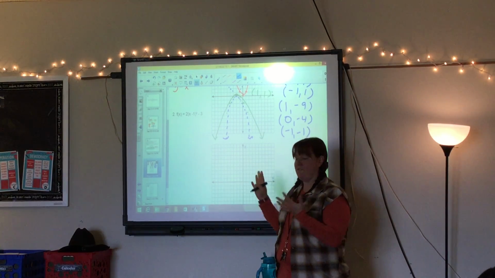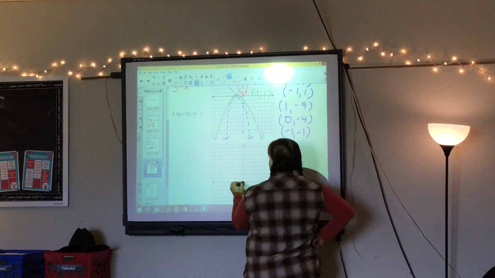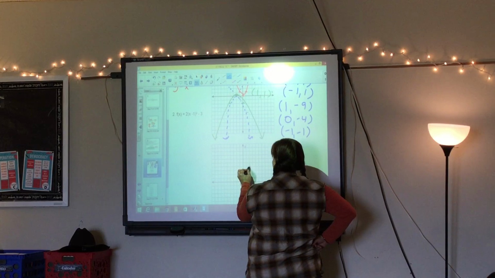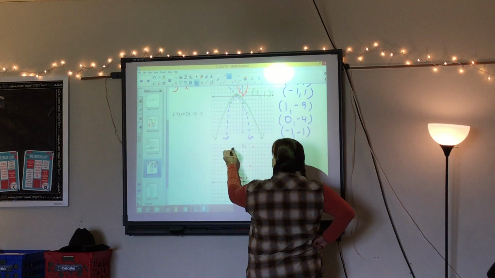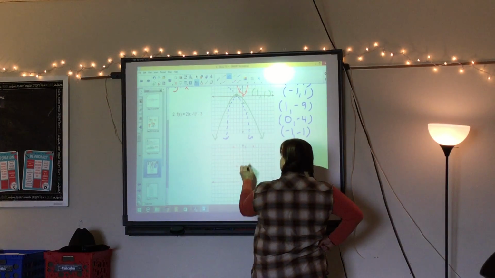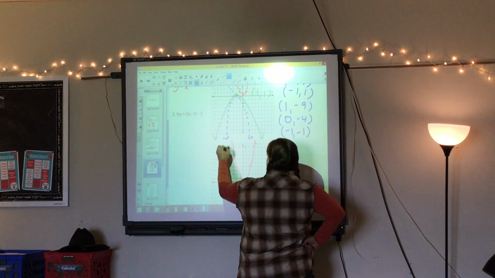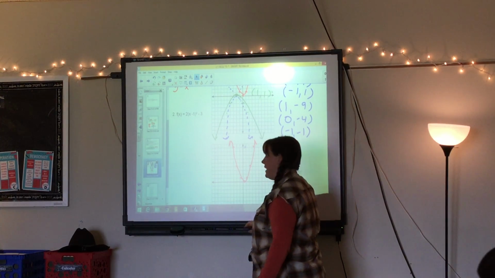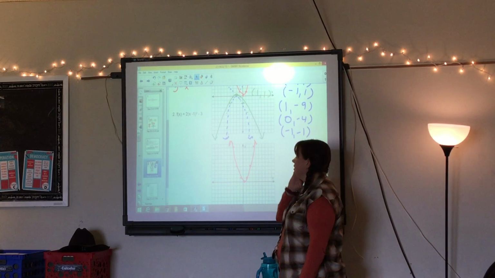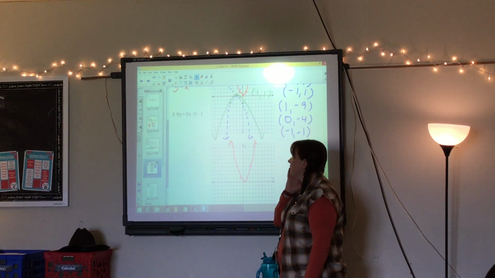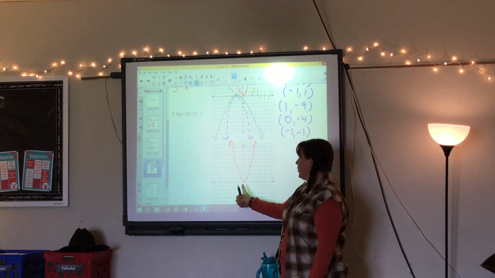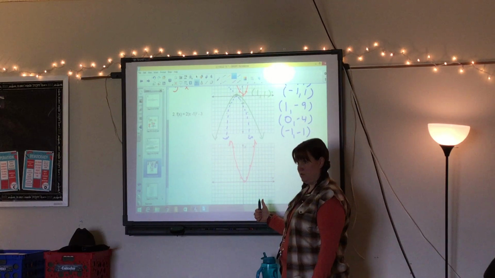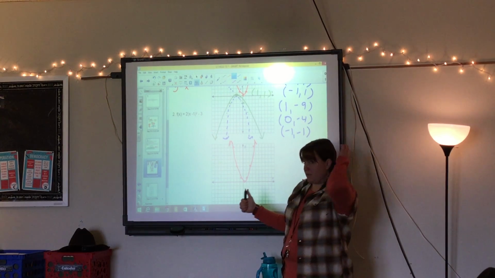So we can take the parent function and graph that one. There's the original parabola, before we do anything to it. And then we can start moving it. We're going to move it right 1 and down 3. Do you agree with me there? Right 1 and down 3.